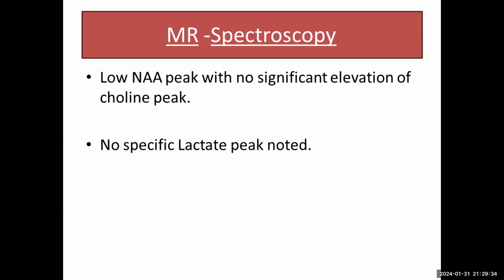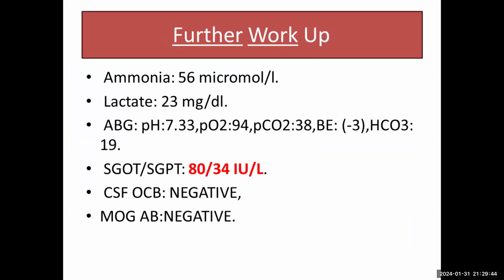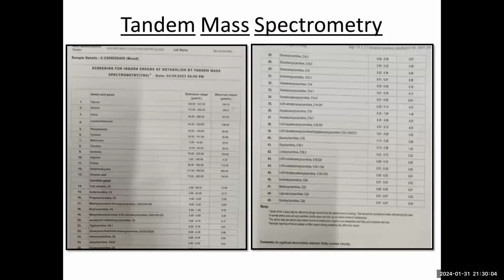We did MR spectroscopy, which was showing low NAA peak with no significant elevation of the choline peak. There's no specific lactate elevation. Further workup we did showed ammonia was 56 micromole per liter, lactate was borderline high, 23 milligram per dL with normal ABG. SGOT was mildly high at 80 and SGPT normal. CSF OCB was done suspecting MOG associated encephalitis, which was negative, and MOG antibody was also negative. Tandem mass spectrometry was sent suspecting organic aciduria, which was also normal for the child.